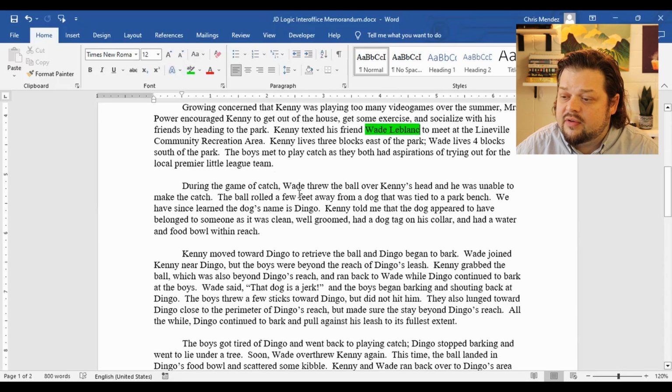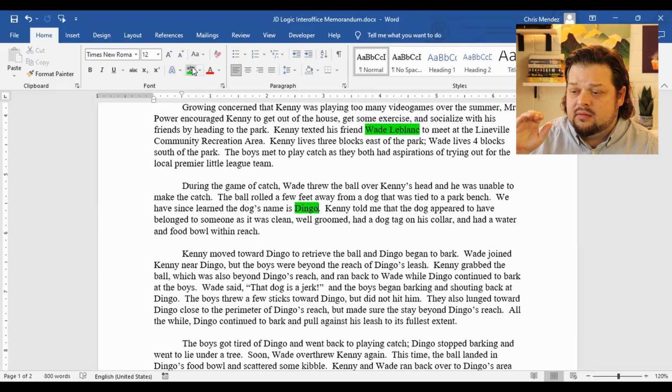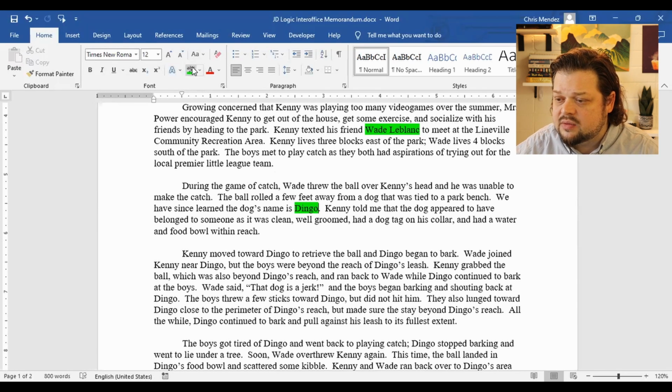During the game of catch, Wade threw the ball over Kenny's head and he was unable to make a catch. The ball rolled a few feet away from a dog who was tied to a park bench. We have since learned the dog's name is Dingo. So like I said, what's going to happen is the dog is going to bite Kenny, and we're really going to explore the idea of whether or not Kenny and Wade have provoked this dog. So we need to know Dingo the dog as well.